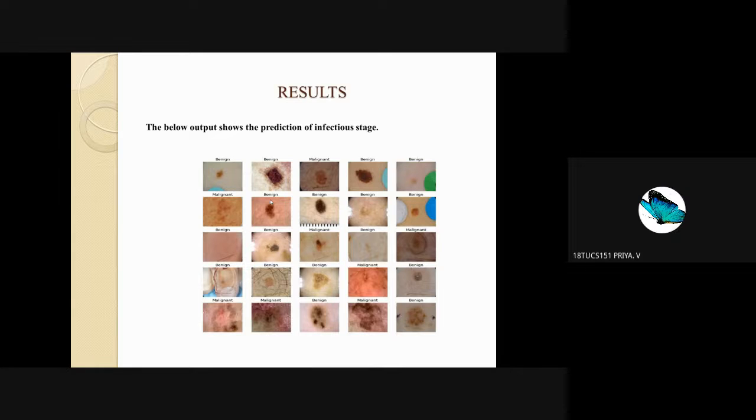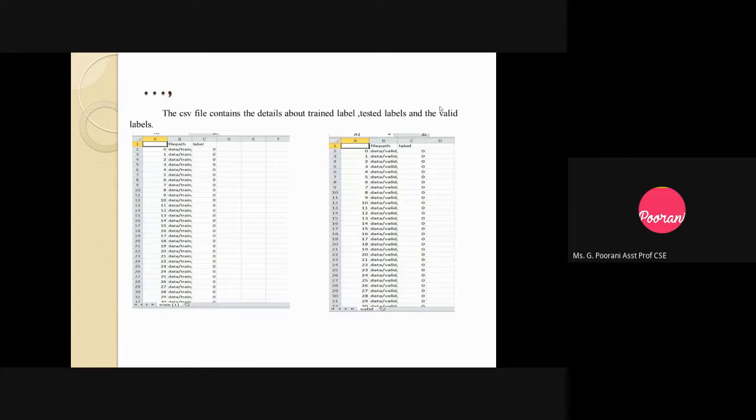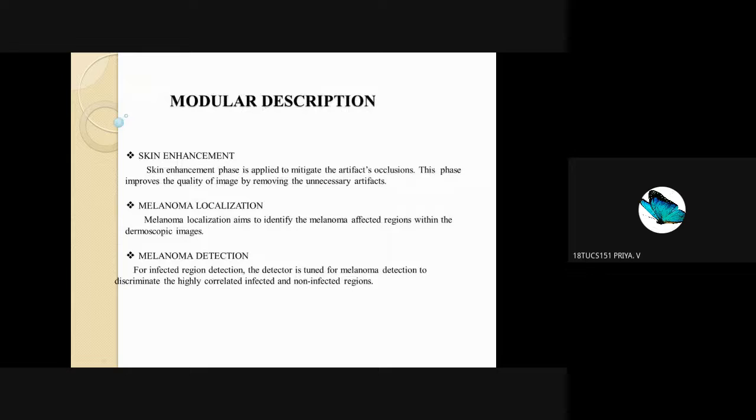So ma'am, these concepts we have already discussed, right? So you just show me what modules you have, and in each and every module, what you have implemented. Yeah, ma'am, implementation of the code. So what is the first module? The first module is skin enhancement, ma'am, removing the artifacts. Okay, is there any screenshot or output for that particular skin enhancement?